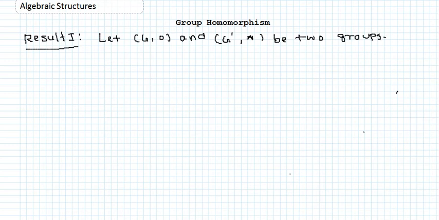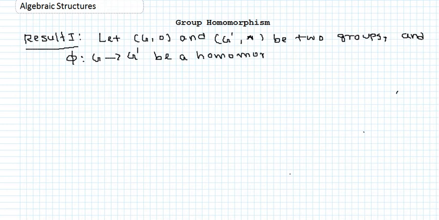and phi from G to G dash be a homomorphism, then we have this result.